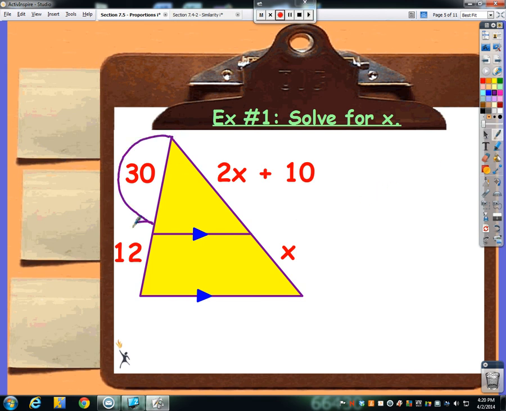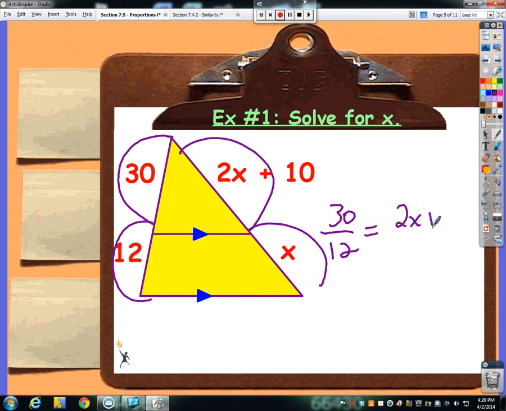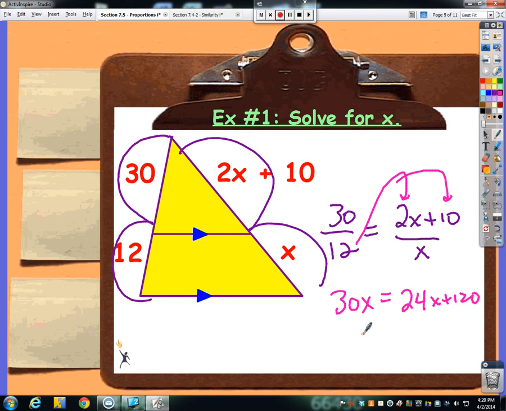So again, we can just take this piece over this piece, 30 over 12, set it equal to this piece over that piece, 2x plus 10 over x. Now we can cross multiply. 30x equals, we have to remember to distribute the 12 into the 2x and 10. So we get 24x plus 120. Subtract the 24x over, get 6x equals 120. And x equals 20. And we're done.